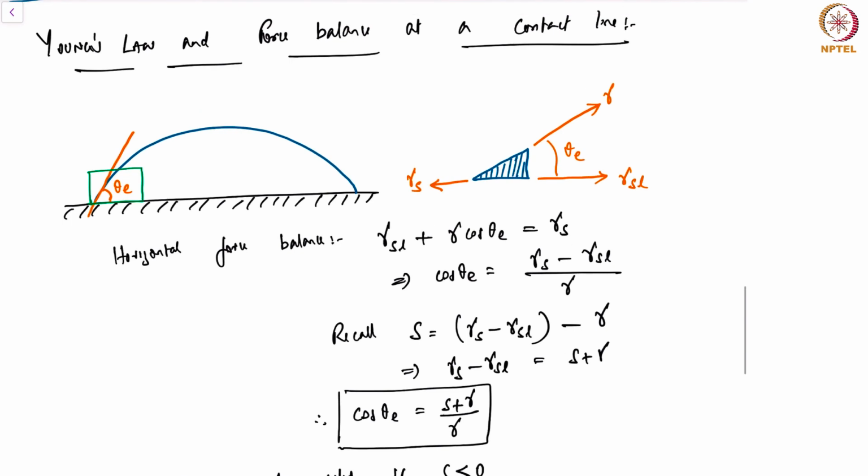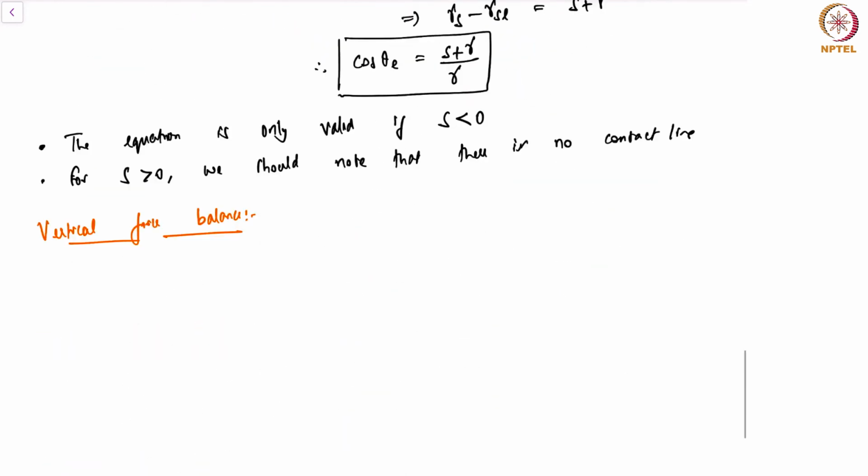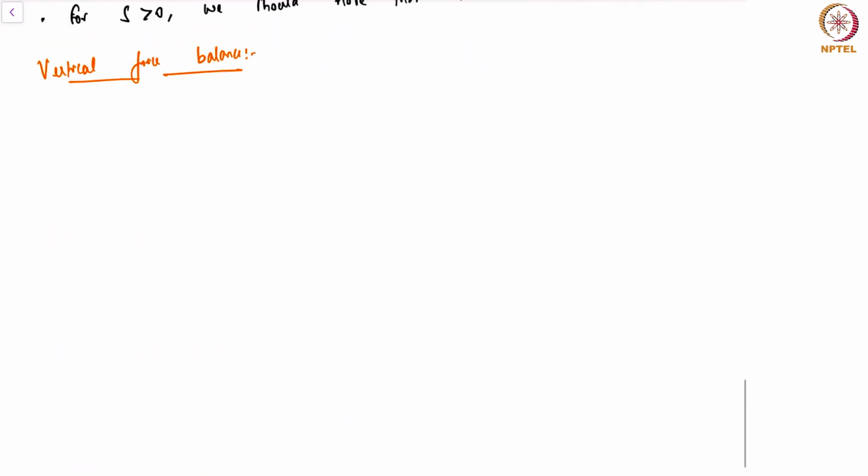The vertical force balance is, we'll call this R. There is a component of the surface tension force vertically up. So what we have now is gamma sine theta e minus R is 0. So in such a case, the vertical component of the force is actually balanced by the reaction from the solid, right? And if the solid is a very soft solid, then you can actually have a deformation of the solid.